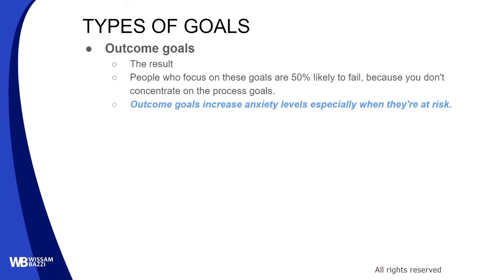First one is an outcome goal. What is that? The outcome goal is really the result. It's the grade at the end of the semester. You get one grade, that's the result. So please pay attention to the next fact. People who focus on these goals are likely to fail because you don't concentrate on the process. Be very careful. This creates a lot of anxiousness, guys. If you're constantly thinking of outcomes, it generates a lot of fear and anxiety. So outcome goals increase anxiety levels, especially when they are at risk.